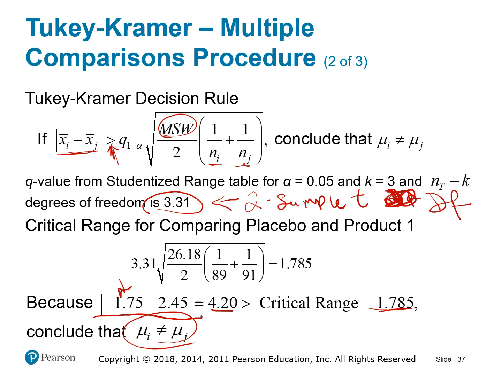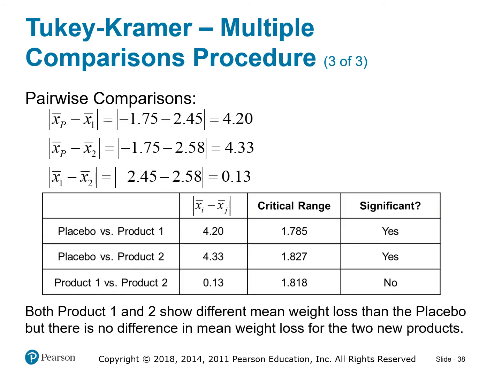Now, if you want to do this by hand, you are going to have to do this at least 3 times. You're going to have to compare the placebo to product 1, product 2 to product 1, and then the placebo to product 2. I don't want to ever do that because that's just way too much work. So I'm going to let Minitab do this. And it's actually really easy to read the results off of Minitab. So I did go through and do this all by hand because evidently I hate myself. And here's what you get.